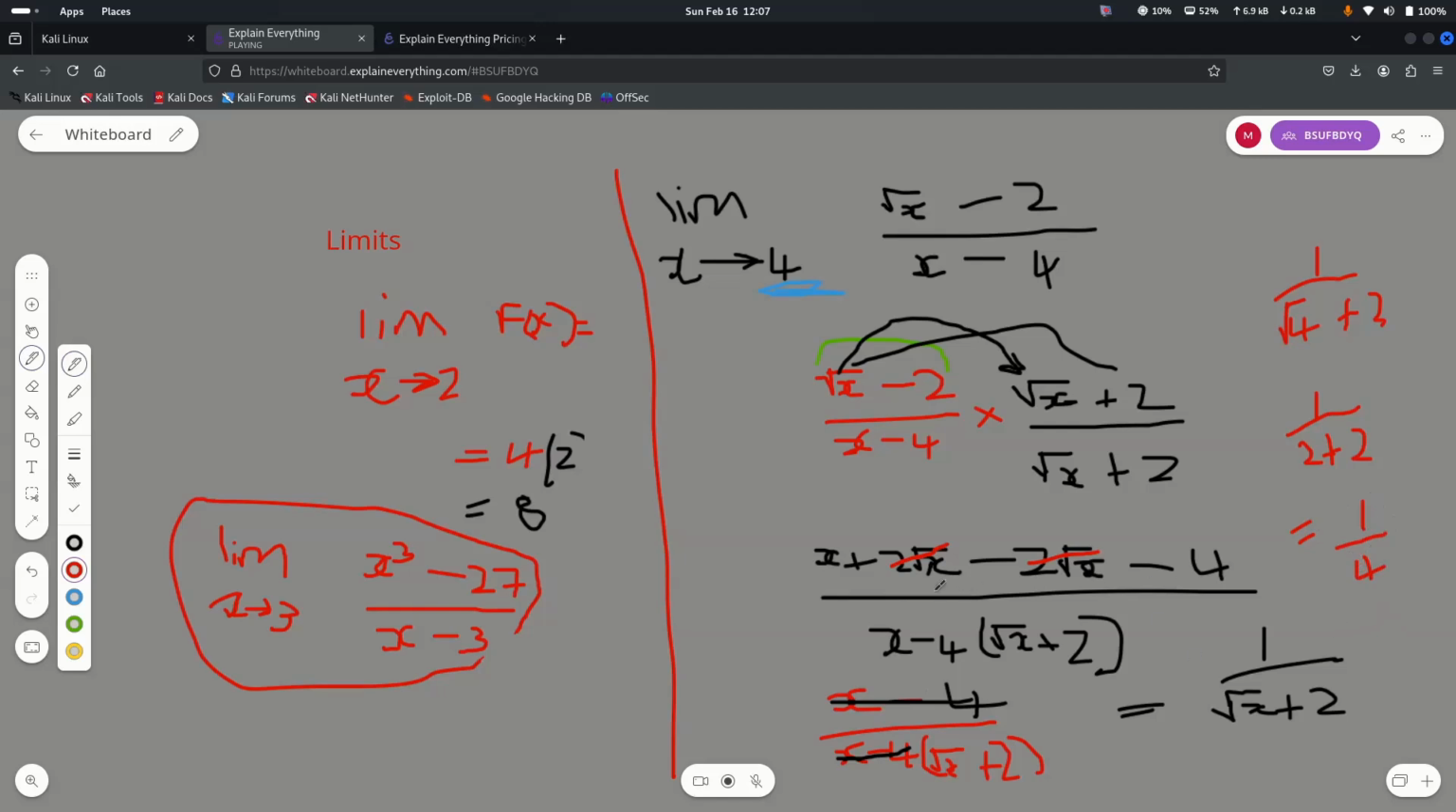So this is how you can solve this limits multiplying by conjugate. I have this one. Please also do it and submit it on my comment section.